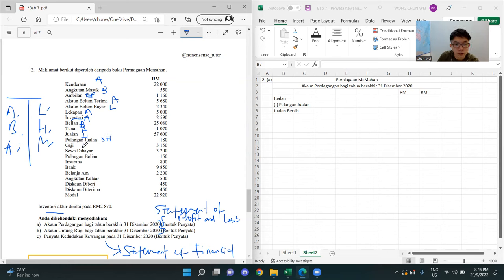So gaji is a belanja, sewa dibayar is a belanja. Pulangan belian, you see pulangan is a contra of belian. Belian is a belanja, so it's a contra belanja. Insurance is a belanja. Bank is a asset. Belanja am is a belanja. Angkutan keluar is a belanja. Discount diberi is a belanja. Discount diterima is a hasil. And modal under equity pemilik, EP.